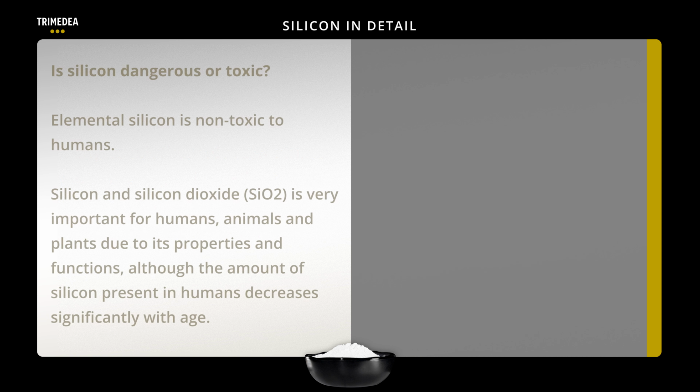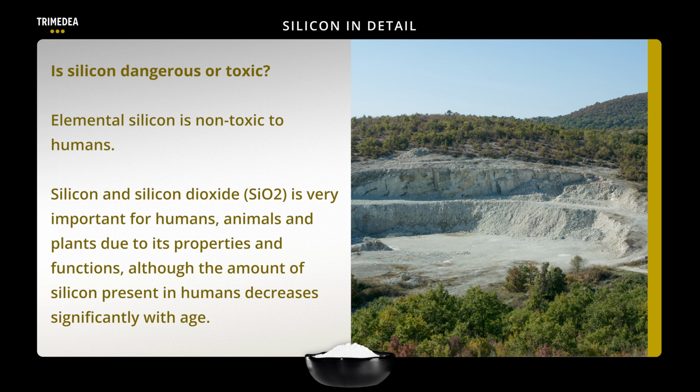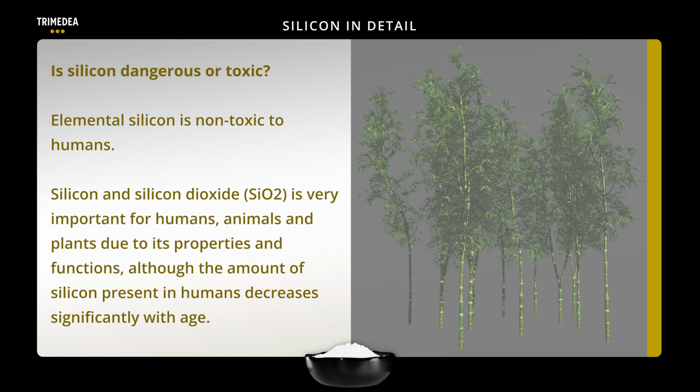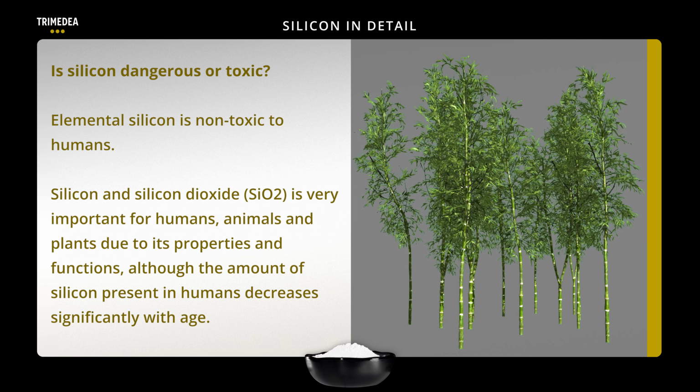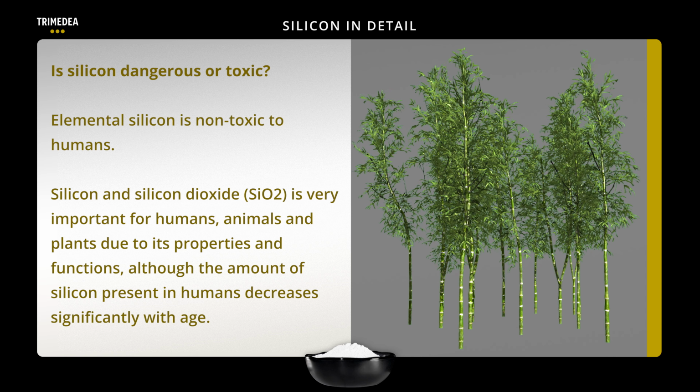Is silicon dangerous or toxic? Elemental silicon is non-toxic to humans. Silicon and silicon dioxide are very important for humans, animals, and plants due to their properties and functions. However, the amount of silicon in humans decreases significantly with age.